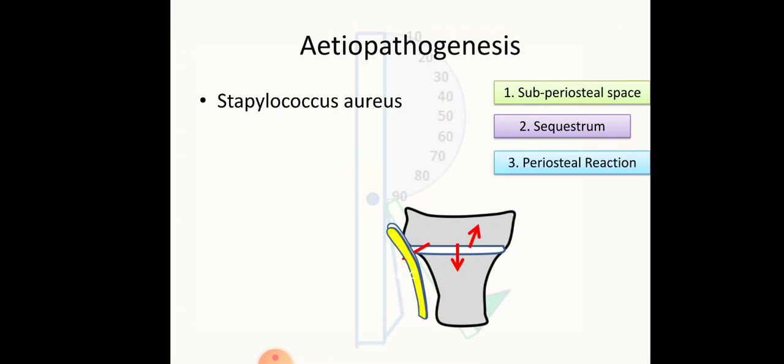This pus accumulation will stimulate new bone growth. That is known as your periosteal reaction. After periosteal reaction, what should happen? The pus has stopped accumulating? No, because bacteria is still reproducing itself. So the pus is increasing.